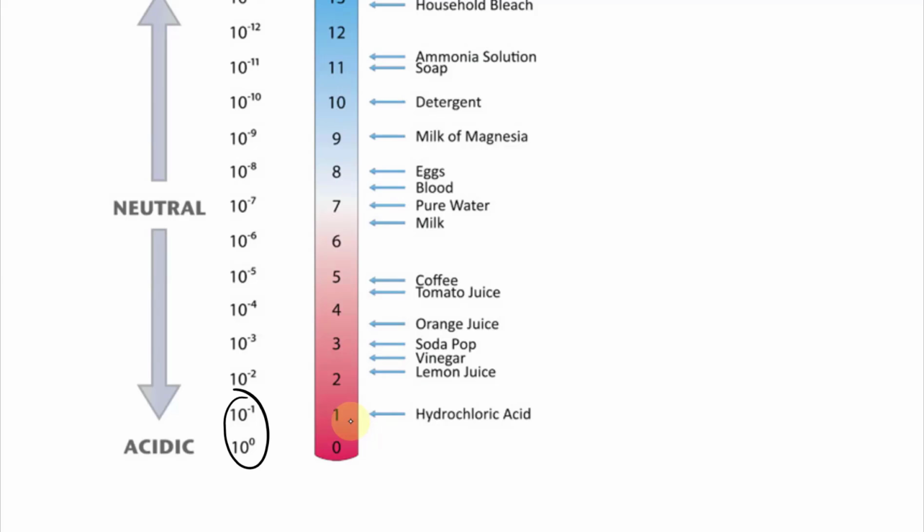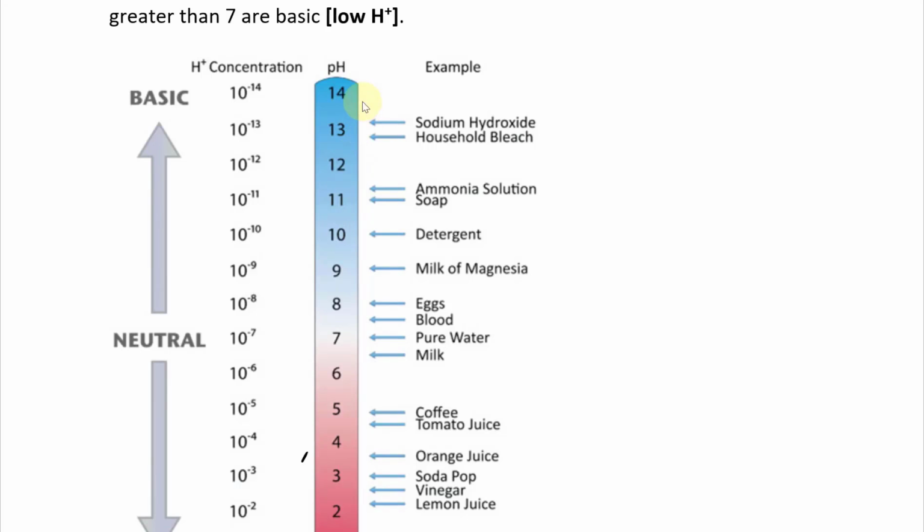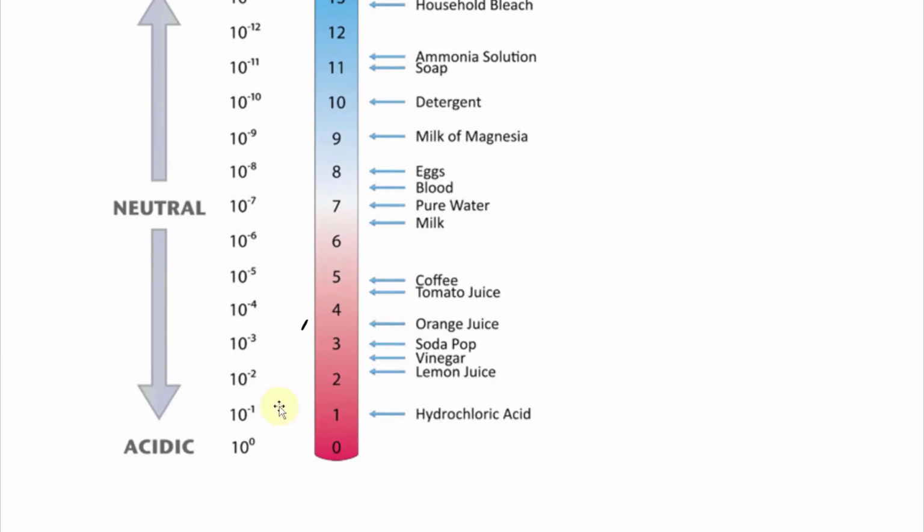If this is the absolute bottom right here, hydrochloric acid, it has a whole lot of H. The 0 is the absolute one that has all hydrogen. Then you can go up higher. Lemon juice is very acidic, and notice each one is 10x bigger, so it's 1, 2, 3, 4. You're getting exponentially bigger and bigger. Then something super high here is sodium hydroxide and household bleach. These are very basic. They want to accept as many electrons as possible.